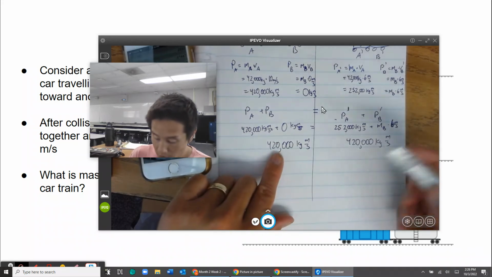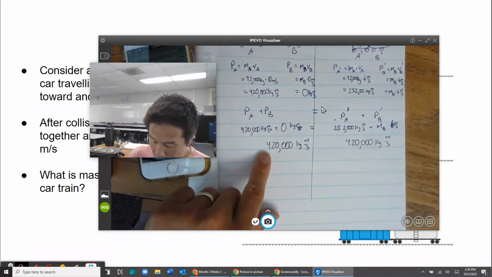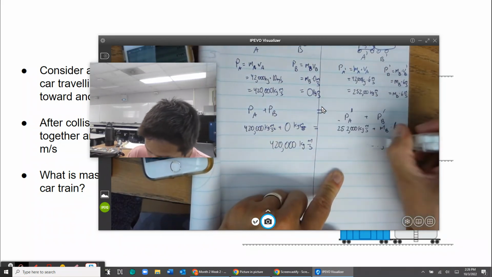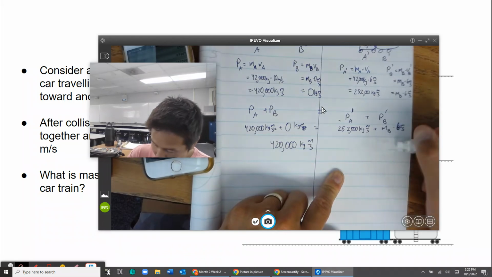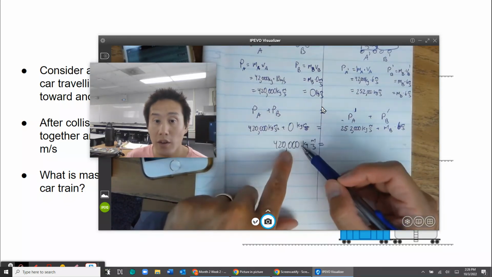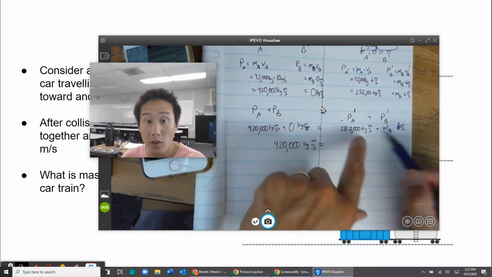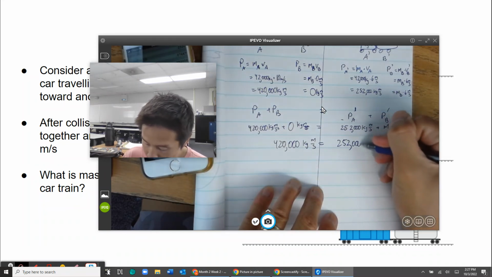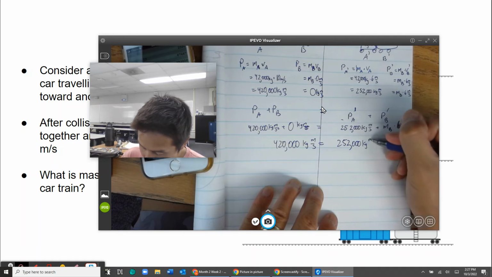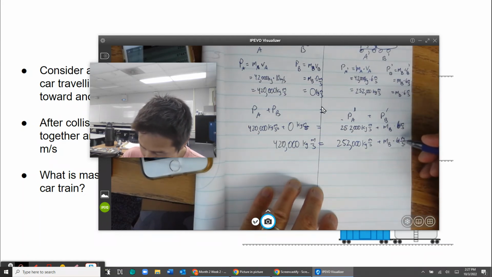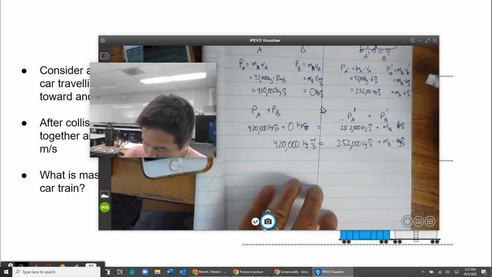You know what? I know that the total will be 420,000 on this side. But I'm going to make room to continue work down here. This is what's new. So this is where I'm going to do some math here, and I'm going to set that equal to, because 420,000 plus 0 gave me this. This has to equal 420,000 as well, but I'm just going to carry this down instead. So that's 252,000 kilograms meters per second plus MB times 6 meters per second.